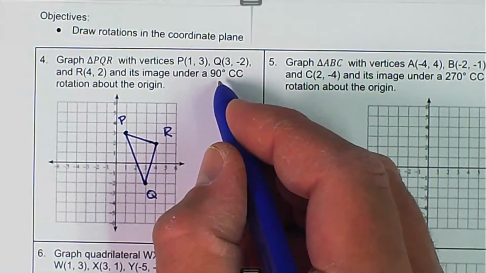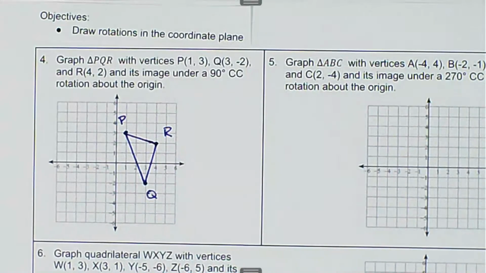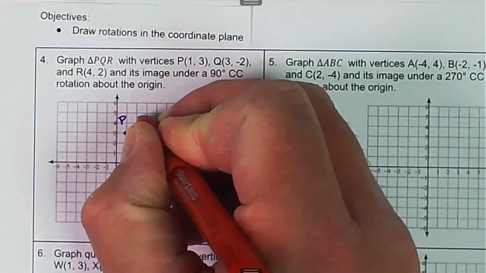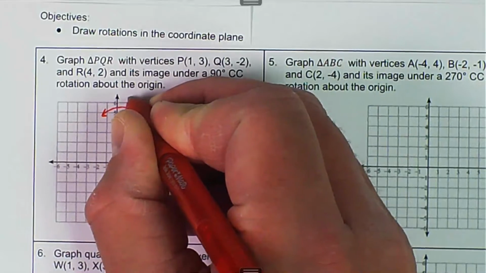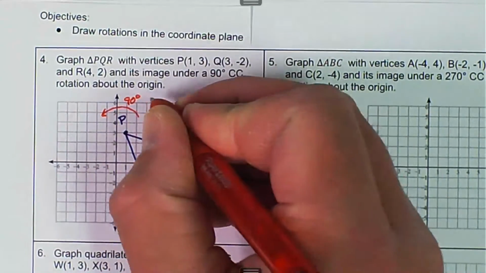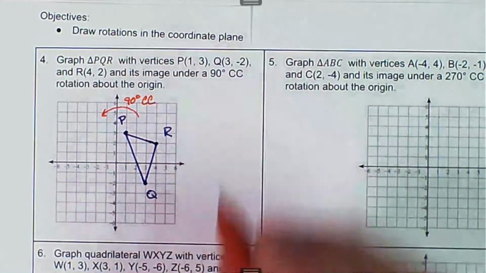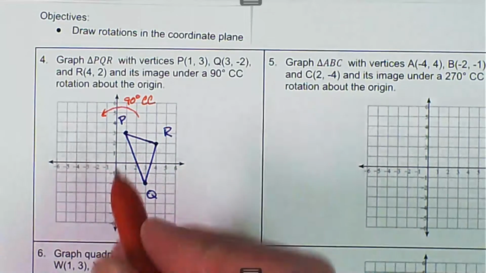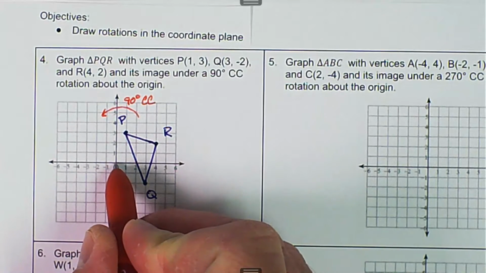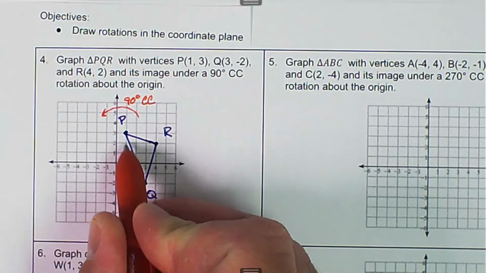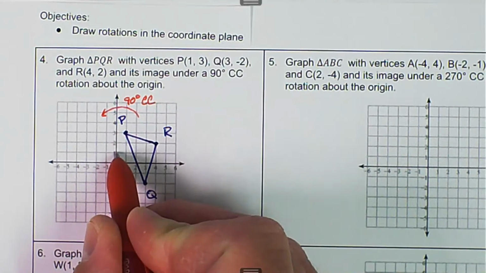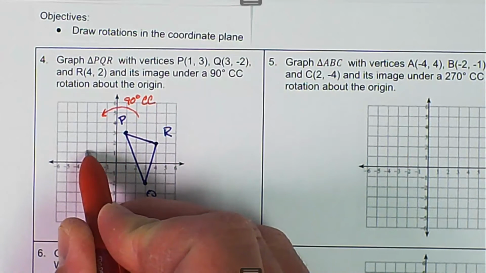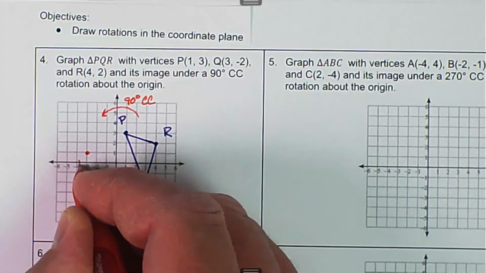Now it says rotation of 90 degrees counterclockwise. So I'm going to rotate 90 degrees counterclockwise. And for me, it's easier to kind of count, almost like I'm driving a car. So I go out 1, turn left 3. So up 1, turn left 3. 1, 2, 3. That's going to be P prime.